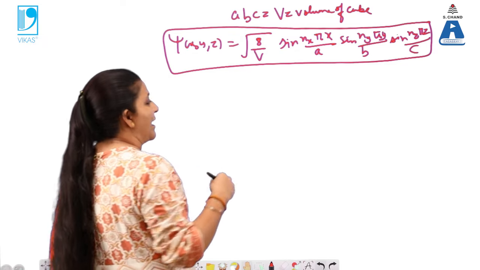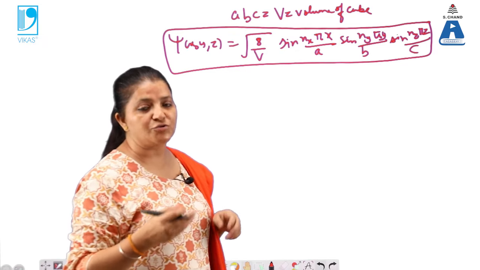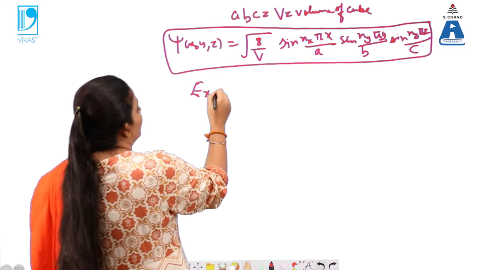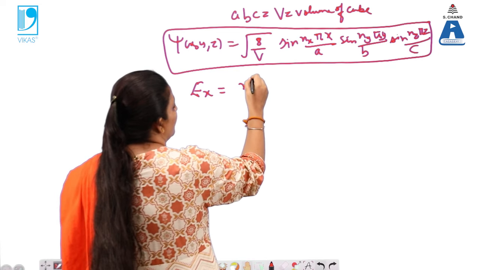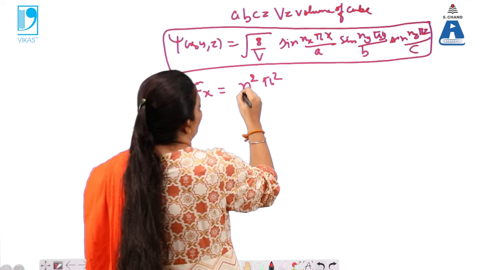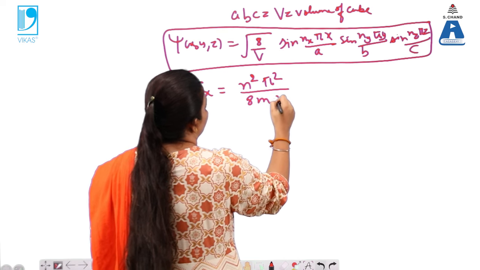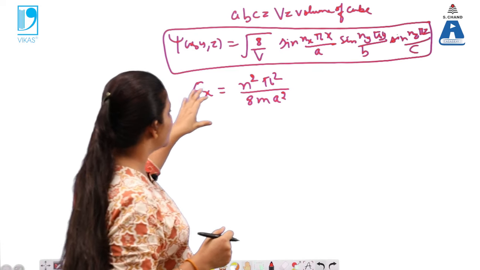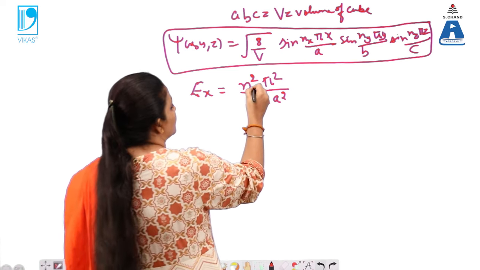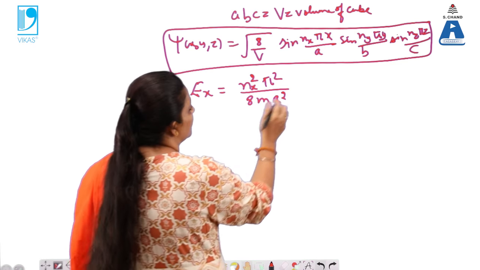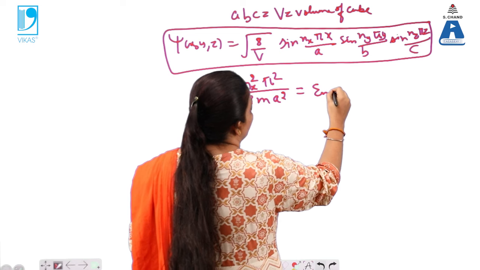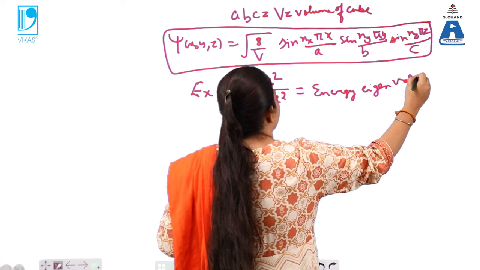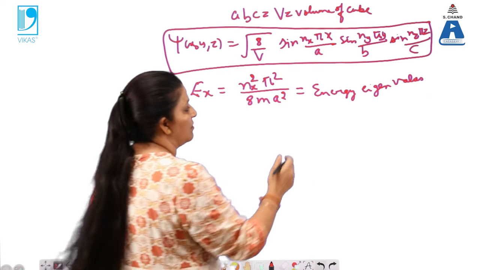Again, in a similar way as we calculated the energy eigenvalues in the one-dimensional box, the energy eigenvalue Ex becomes equal to n square pi square upon 8ma square. So this is the energy value for the particle trapped in the one-dimensional box. In the similar way along the x-axis, this will be equal to nx square pi square by this one. So this is the energy value, or you can say the component of the energy eigenvalues along the x-axis.